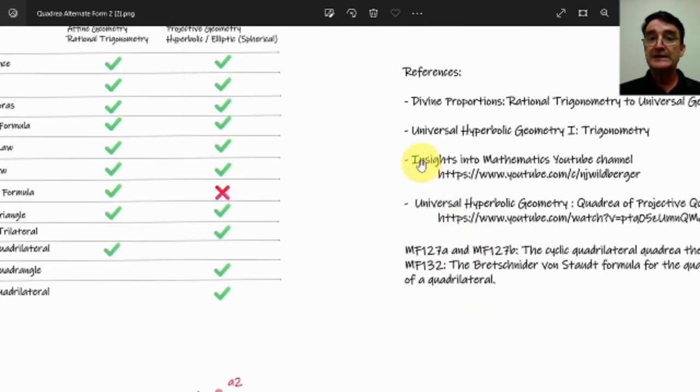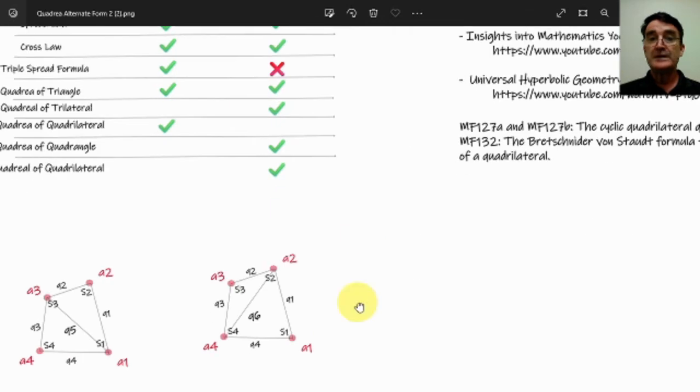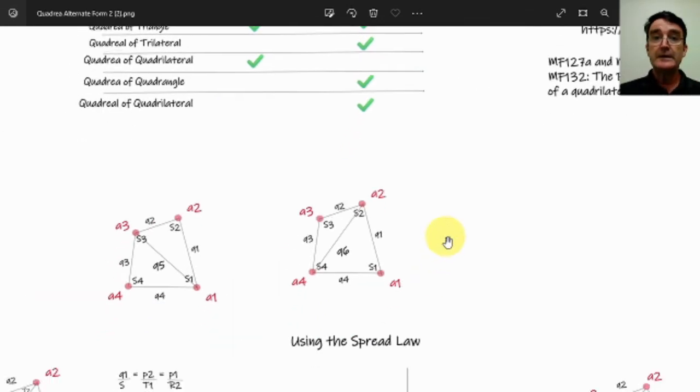On the Insights into Mathematics channel, the main references are the videos Math Foundations 127A and Math Foundations 127B, entitled The Cyclic Quadrilateral Quadrea Theorem, and the video Math Foundations 132, the Brahmagupta-Schwarzschild-von Staudt formula for the quadria of a quadrilateral. Okay, so we'll be talking about an alternate form for the quadria of a quadrangle in this video.